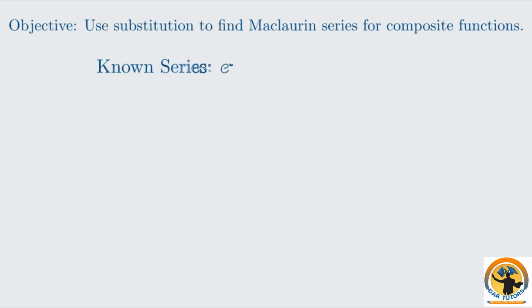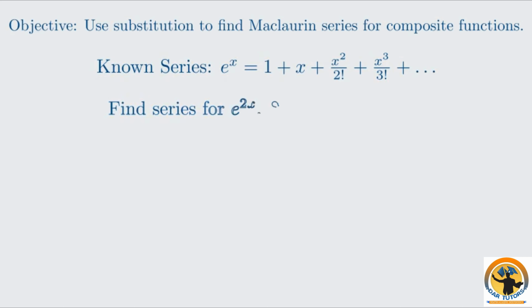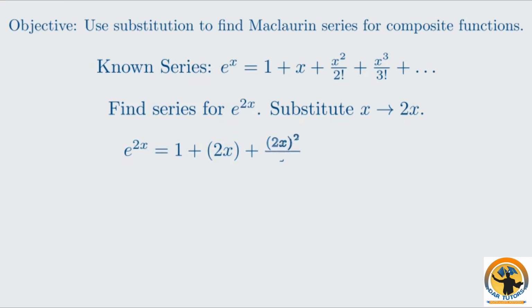We know the Maclaurin series for e to the x is 1 plus x plus x squared over 2 factorial and so on. Now let's find the Maclaurin series for e to the power of 2x. Here, our inner function g of x is 2x. We simply replace every x in the series for e to the x with 2x. This gives us 1 plus 2x, plus the quantity 2x squared over 2 factorial, plus the quantity 2x cubed over 3 factorial, and so on.